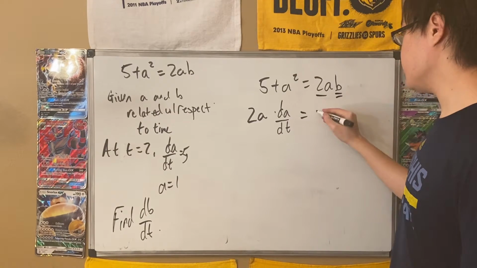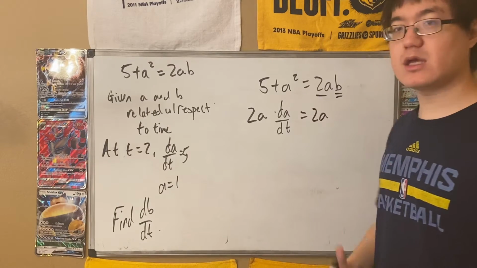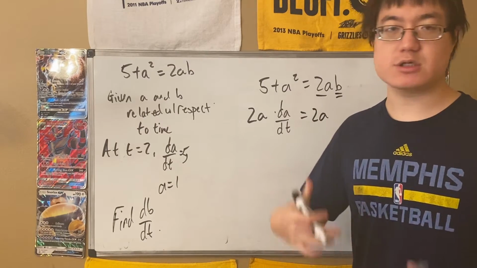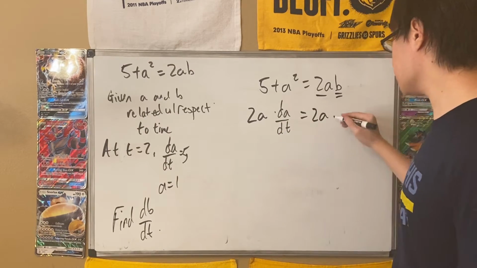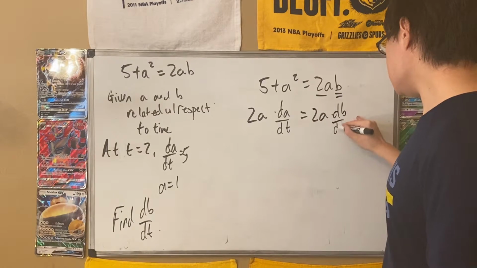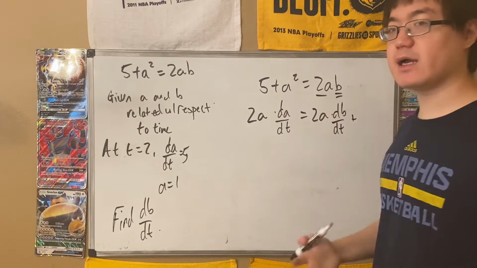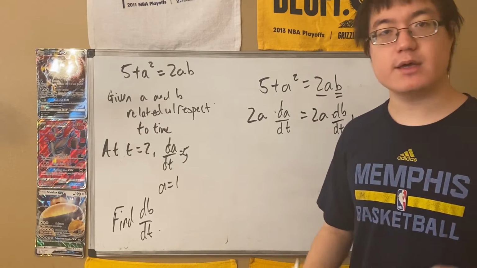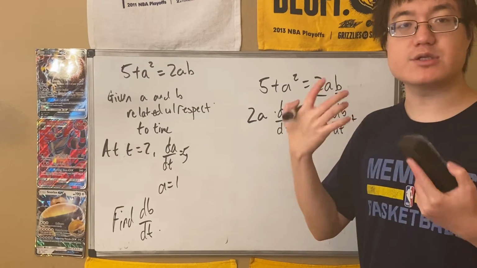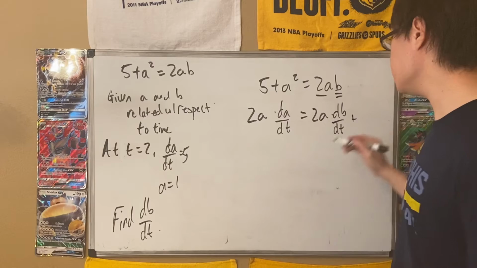So first off, I'm going to keep the same, 2a. Then I'm going to take the derivative of b. But again, it's not just 1, it's dB/dt. Then I'm going to take the derivative of the thing I kept the same. So what's the derivative of 2a? Again, it's not just 2, it's 2 times dA/dt.